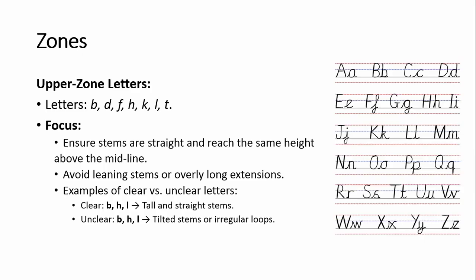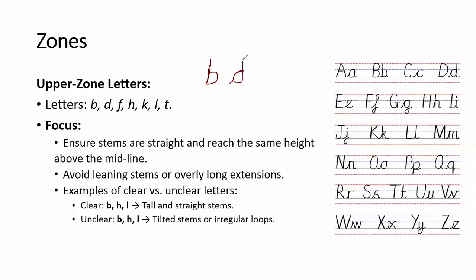Next, we will move on to upper zone letters. So B, D, F, H, K, L, T are the upper zone letters. Okay, see here B. So how to write B: a straight line, extend up to the upper zone from the middle zone, retrace and end it. So this is B.